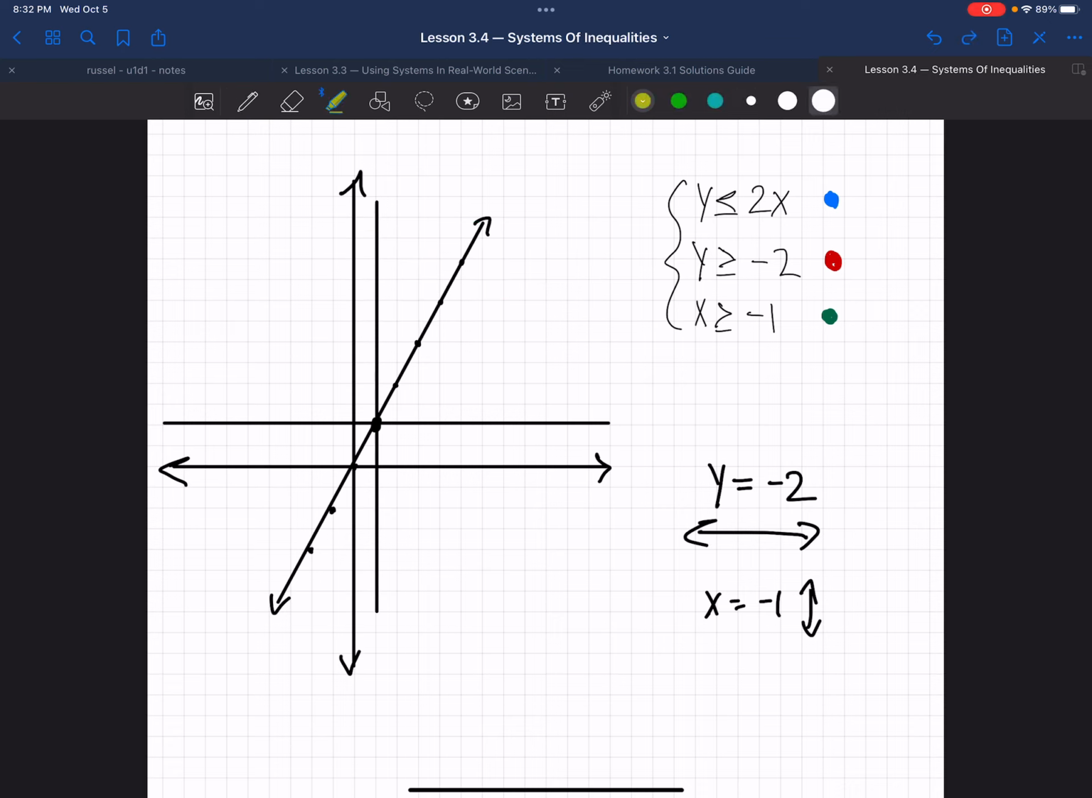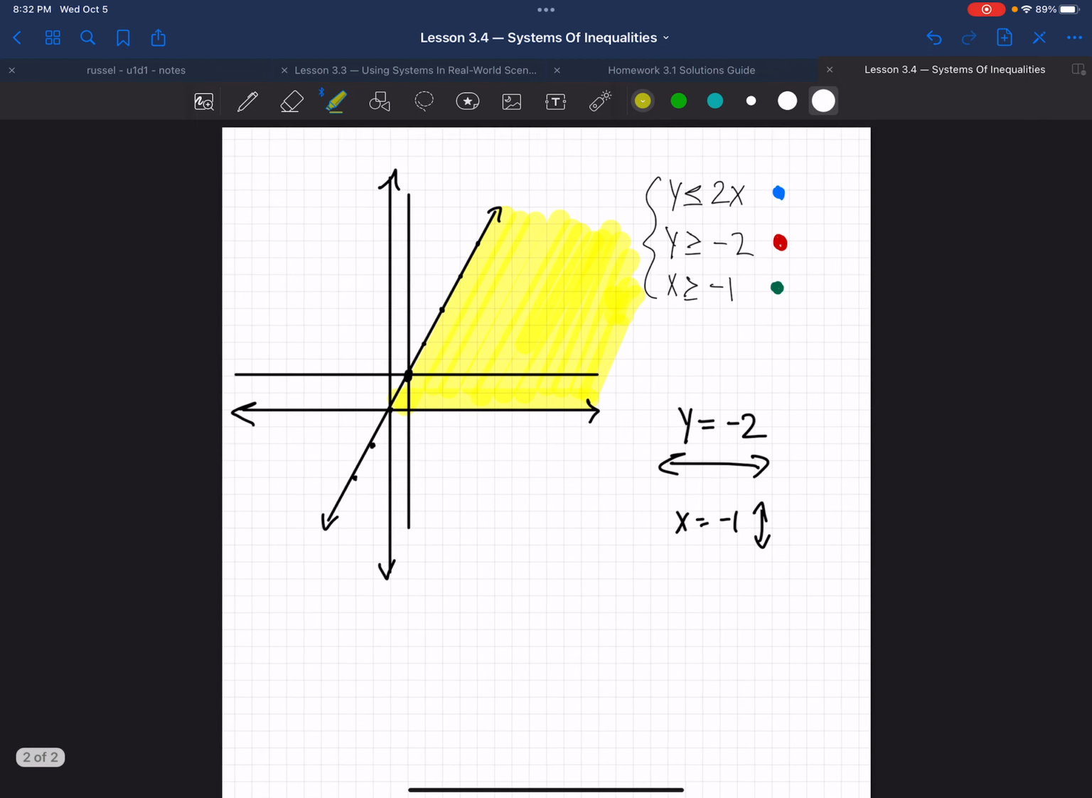So the shaded region here, it's beneath this line. It's above the line on the ground right there, and it's to the right of x is greater than or equal to negative 1. So really it's just everything here. Everything here. And that's my shaded region. Okay? Isn't that nice? I think that's pretty nice. Okay. Yeah. So there you go. That's my shaded region. All nice and pretty.